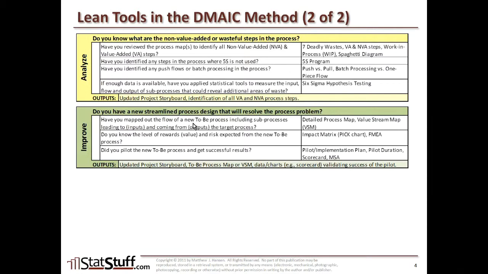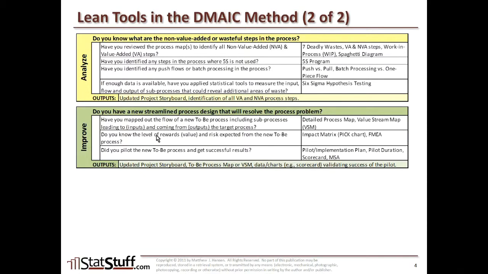Have you mapped out the flow of a 2B process, including sub-processes that are leading to, that is the inputs, and coming from, that is the outputs, that target process? Again, you're going to be using a detailed process map or value stream map in order to build the new streamlined process that accounts for that.